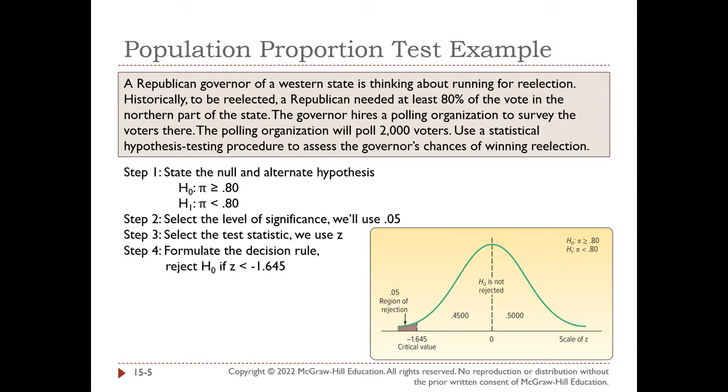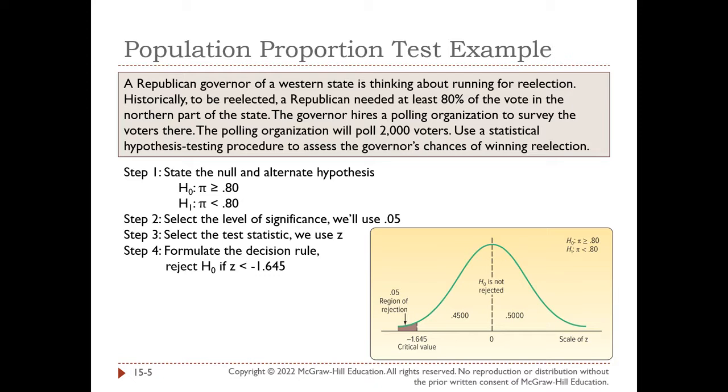So, state the null and alternative hypotheses. Well, we know we need at least 80%. So the null is pi is greater than or equal to 0.80, 80%. The alternative is that if the governor is not going to win, it has to be less than 0.8.